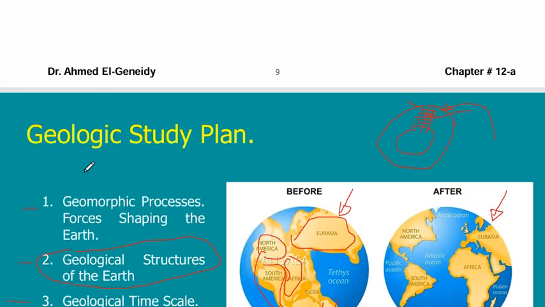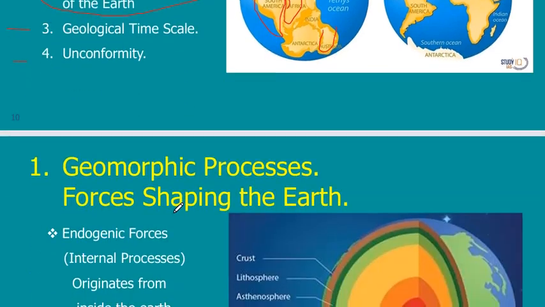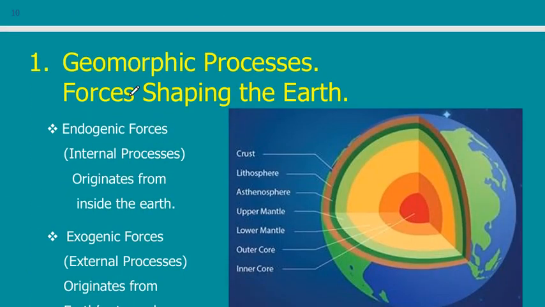Geomorphic process. This is the first one. As I said, geomorphic process is divided into two parts: endogenic process and exogenic process. As I said, geomorphic process is like the oven that cooks your cake. So how was our earth cooked to reach this shape? It was cooked by two forces.